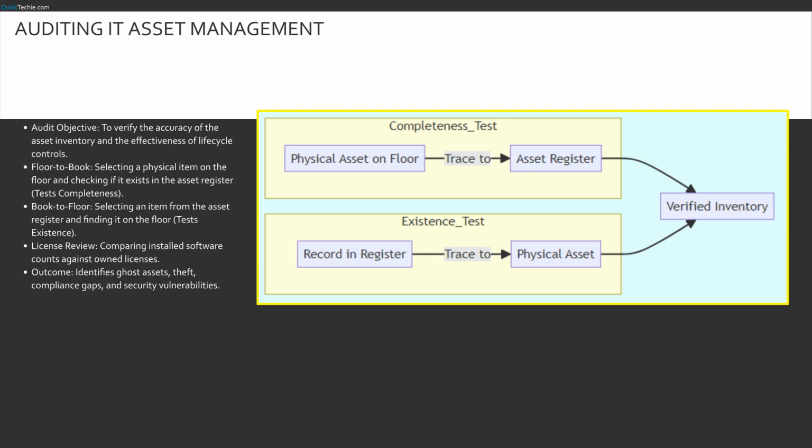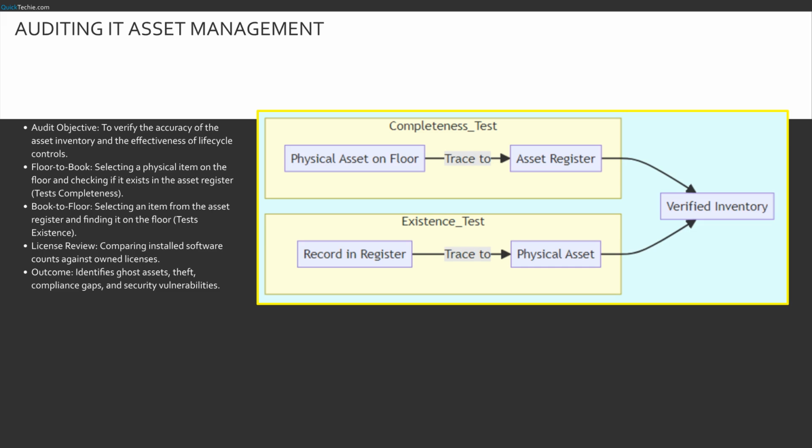Finally, how do we audit this? Our goal is to verify the inventory is accurate. We use 2 main tests. Floor to book means picking a random computer in the office and checking if it's in the database. This tests completeness. Book to floor means picking a record in the database and trying to find the physical machine. This tests existence and finds missing or stolen items. We also review licenses to ensure we aren't under-licensed, legal risk, or over-licensed, wasted money. These audits protect the organization from financial loss and security blind spots.